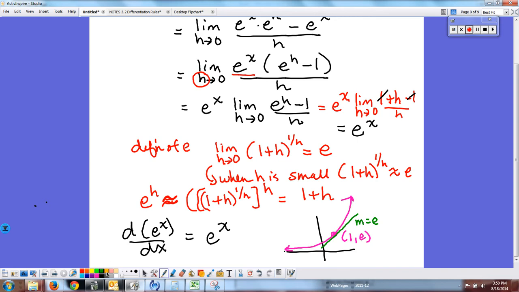The y value and the slope are the same, no matter where you are on the curve. If I go to the point over here, (2, e squared), then the slope of that tangent line, the instantaneous rate of change, is going to be e squared.